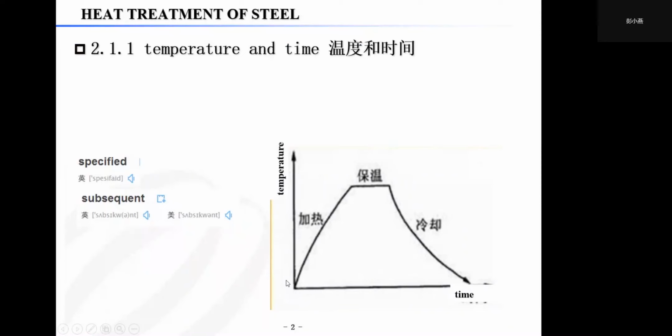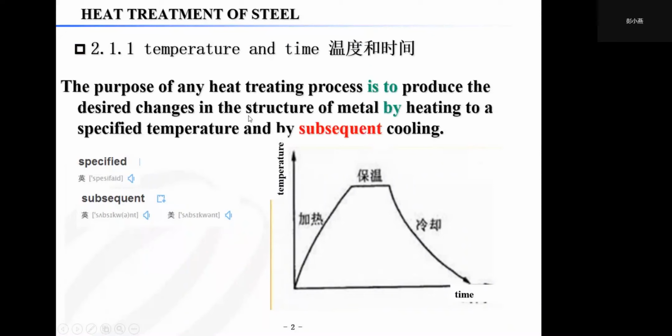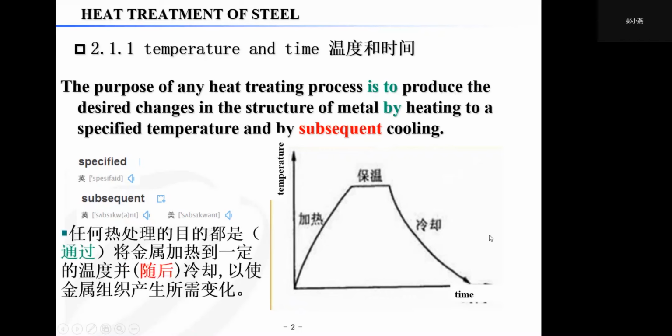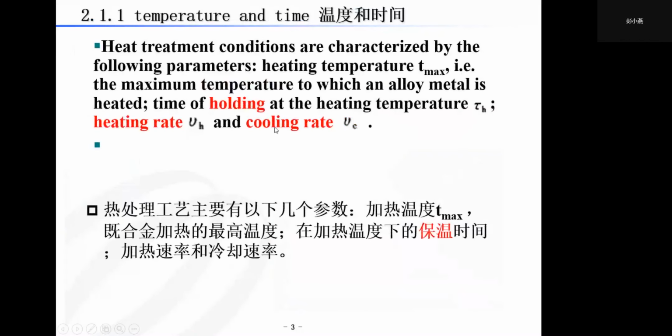Okay, and this is the heat treatment process, and the purpose of any heat treatment process is to produce the desirable change in the structure of metal by heating to a specified temperature and then holding for time and then subsequent cooling. And heat treatment conditions are calculated by the following parameters: heat temperature, and time of holding, heat rate, and cooling rate.